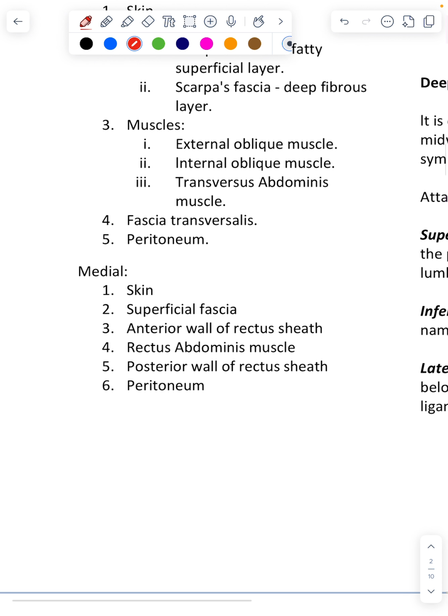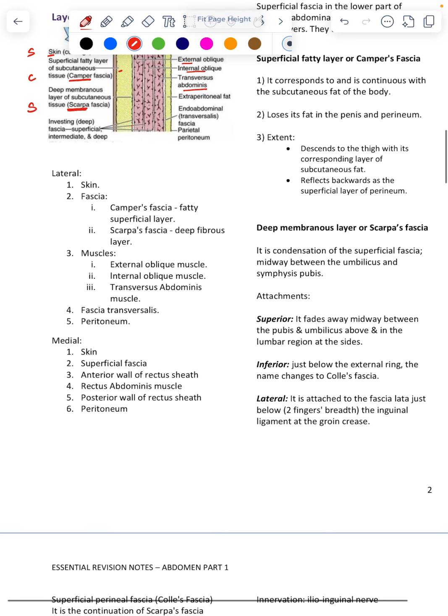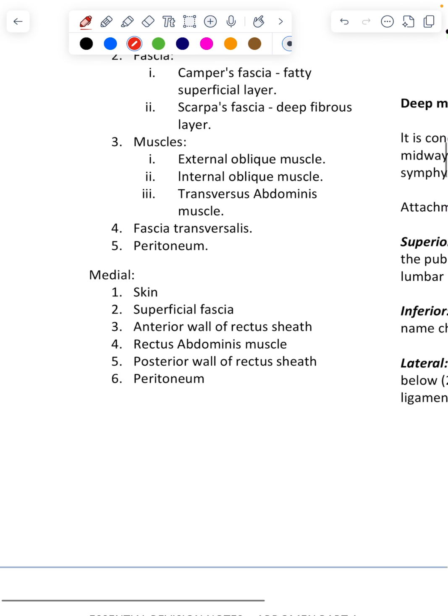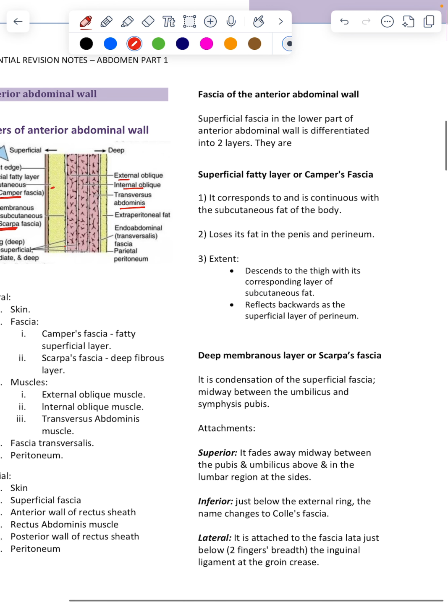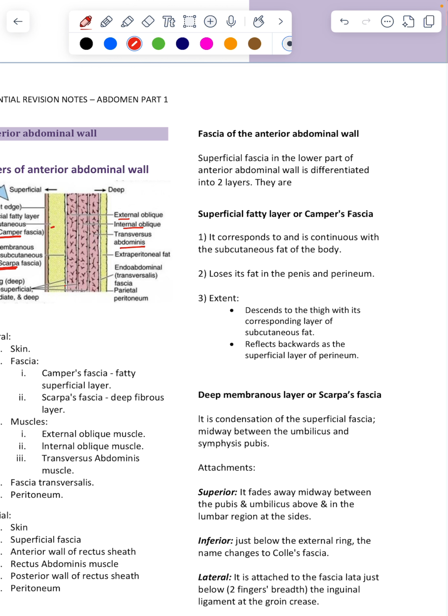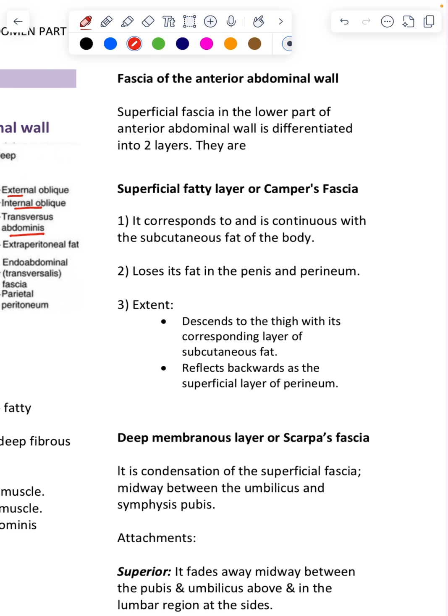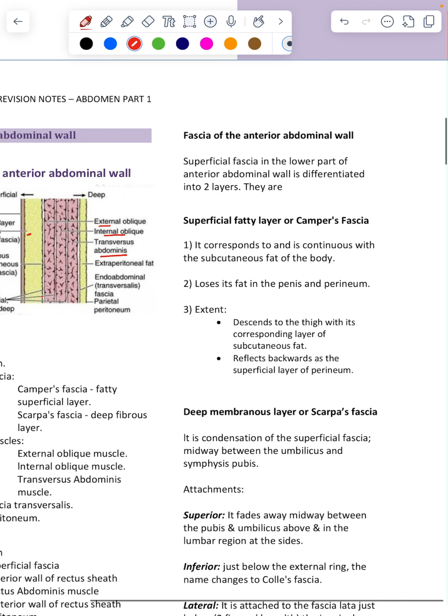Now medially, you get the anterior wall of the rectus sheath, the posterior wall of the rectus sheath, and peritoneum. Fascia of the anterior abdominal wall: the superficial fascia of the lower part of the anterior abdominal wall is divided into two layers. It corresponds to the superficial fascia or Camper's fascia. Again, just try to remember: superficial fascia, Camper's; deep fascia, Scarpa's. It is continuous with the subcutaneous fat.